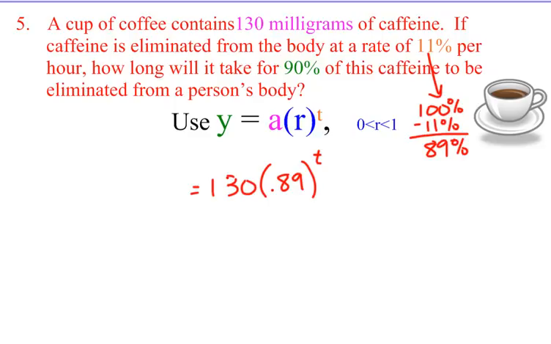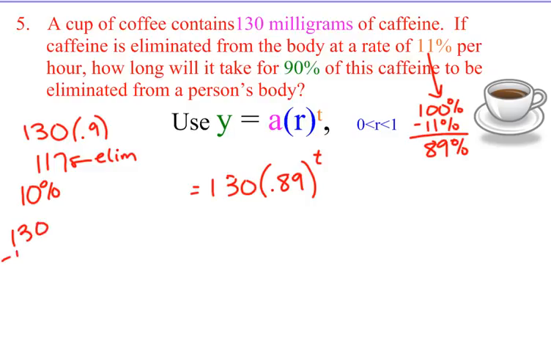Remember, your Y is your amount. So if we have 130 milligrams to start, that's 100%, right? If I want to find 90% of that, I'm saying 90% is eliminated from my body, so I'm taking away 90%. I would take 130 times 0.9, and I would get 117. So this is how much is being eliminated. They want 90% of this caffeine to be gone from your body, which means how much is left over? 10%. So you still have 10% left in your body. If I had 100% at 130 and we take away the 90%, we would still have 13 milligrams of caffeine left in our system.